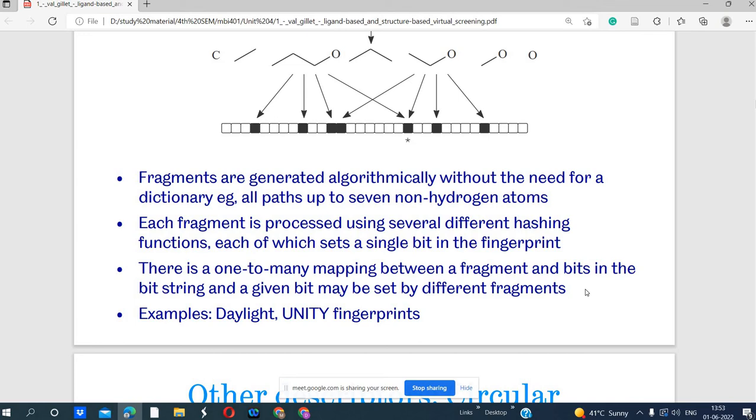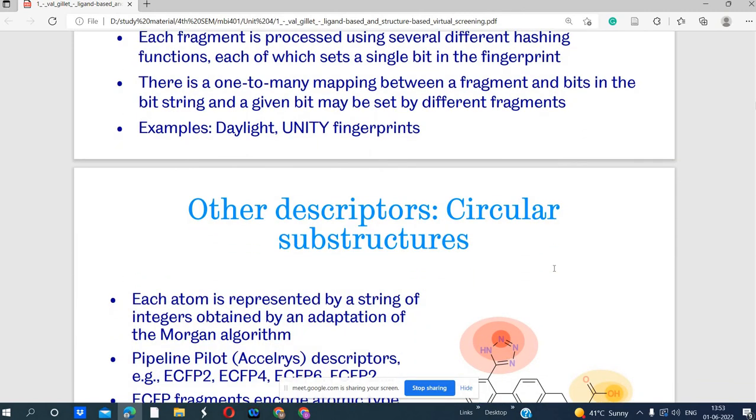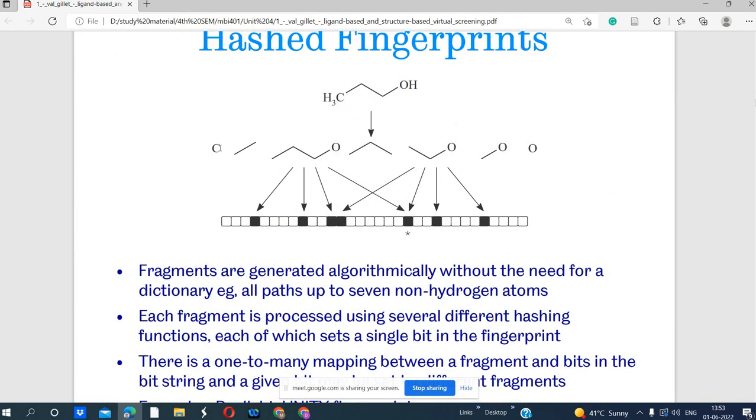So a fragment sets bits in the bit string, and a given bit may be set by different fragments also. So different fragments may be related to the given bit. Okay, so that is the relationship. For example, daylight, unity fragments. So these are the examples also. Here you can see the hashed fingerprint in the figure, and how it is related to this.